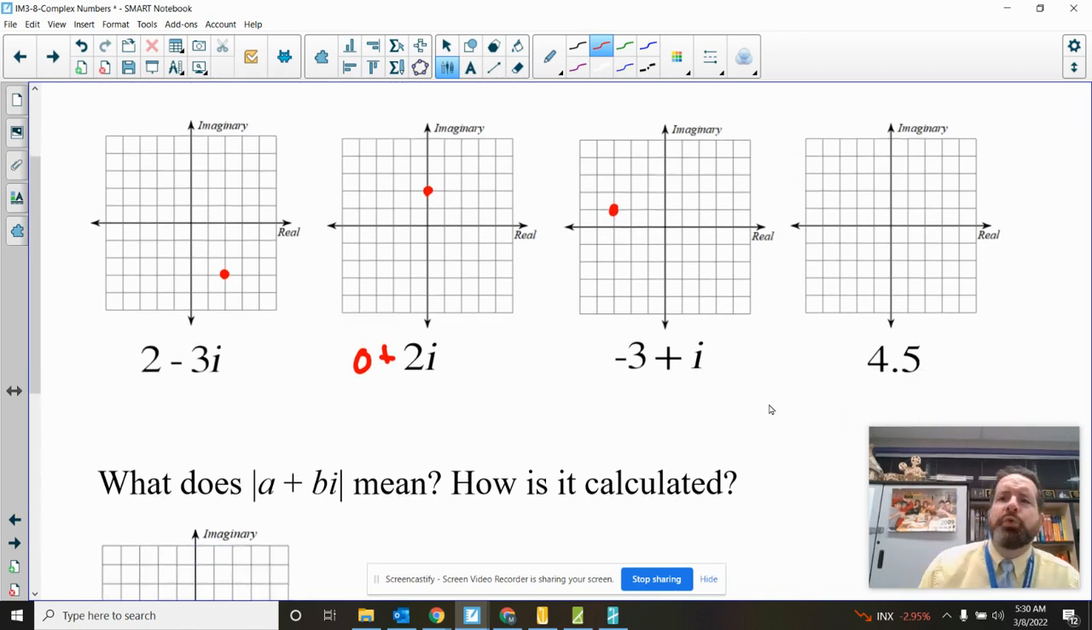And then lastly, real numbers can be graphed too because they just have an imaginary part of 0. So I'm going to move 4.5 spots to the right and then just not up or down at all. There you go. So complex numbers are points in the complex plane, ordered pairs.